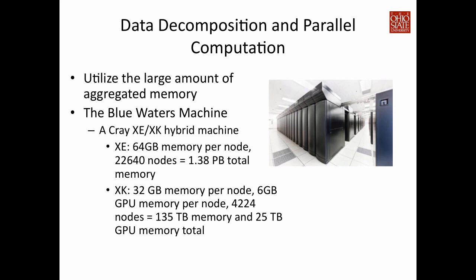Blue Waters also contains XK nodes. In each node, we have 32 GB memory, and it also has GPU memory that is 6 GB. Among all the 4,224 nodes, you have 135 terabytes of memory available for you to perform in-core computation. And also, you have 25 terabytes of memory in the GPUs that you can use to perform highly concurrent computation.